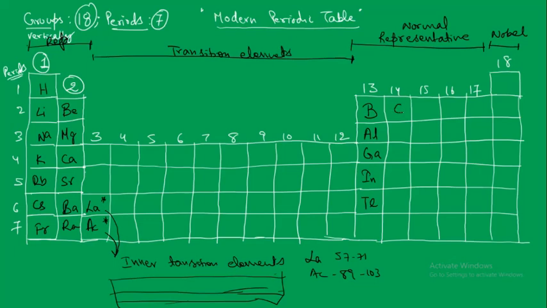Next, group number 14: carbon, silicon, germanium, tin, lead. This is what we need to remember. And group number 15: nitrogen, phosphorus, arsenic, antimony, bismuth.